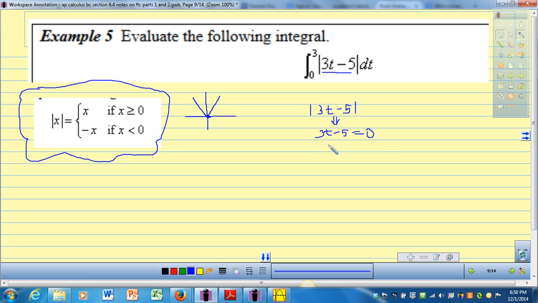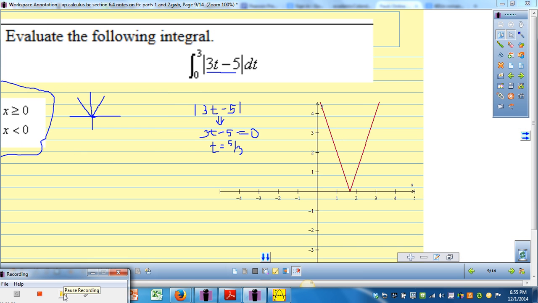And when we solve that, we get t equals 5/3. So this function, the absolute value of 3t minus 5, looks like the positive of 3t minus 5 when t is greater than 5/3, and the negative of 3t minus 5 when t is less than 5/3. So the graph looks like this.